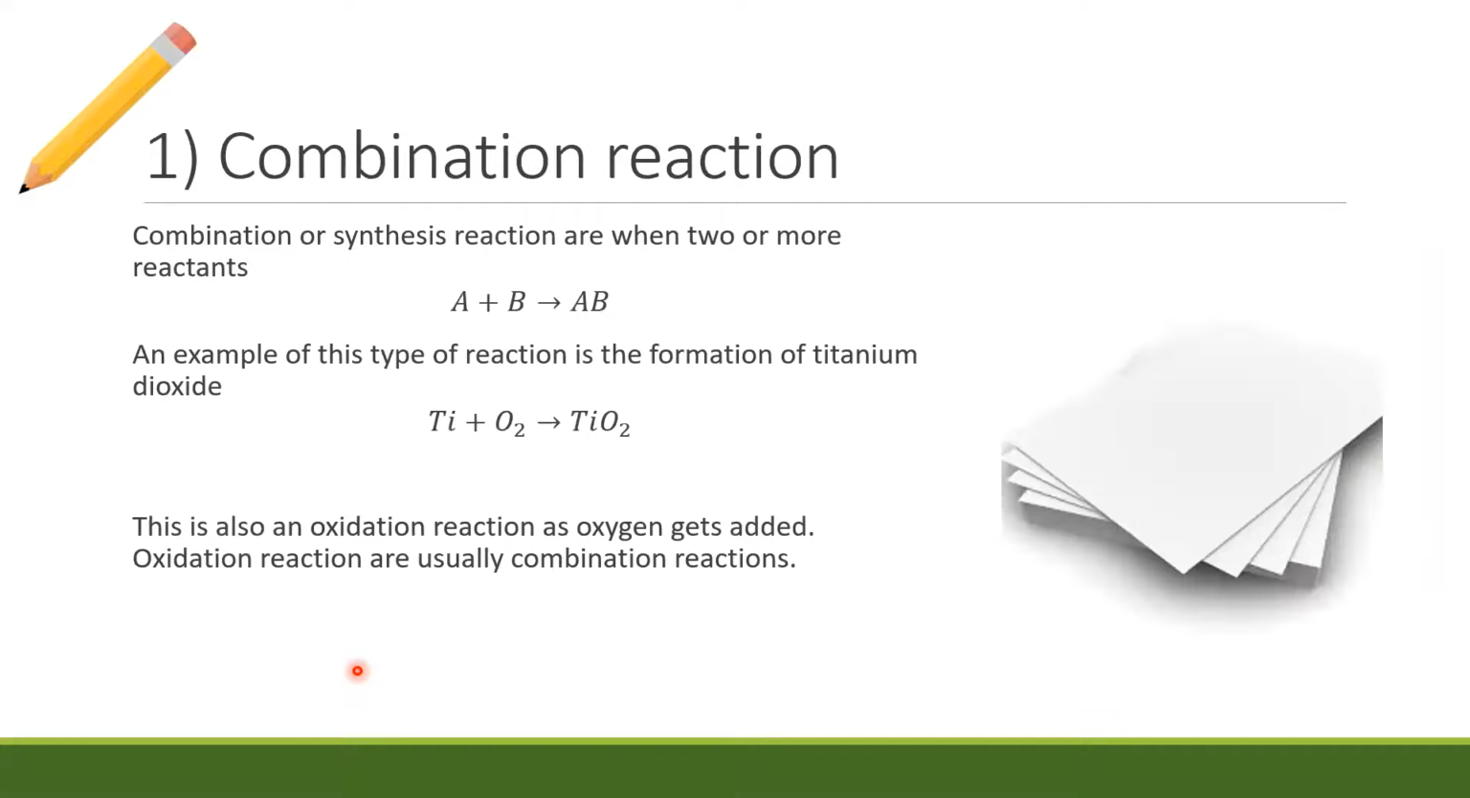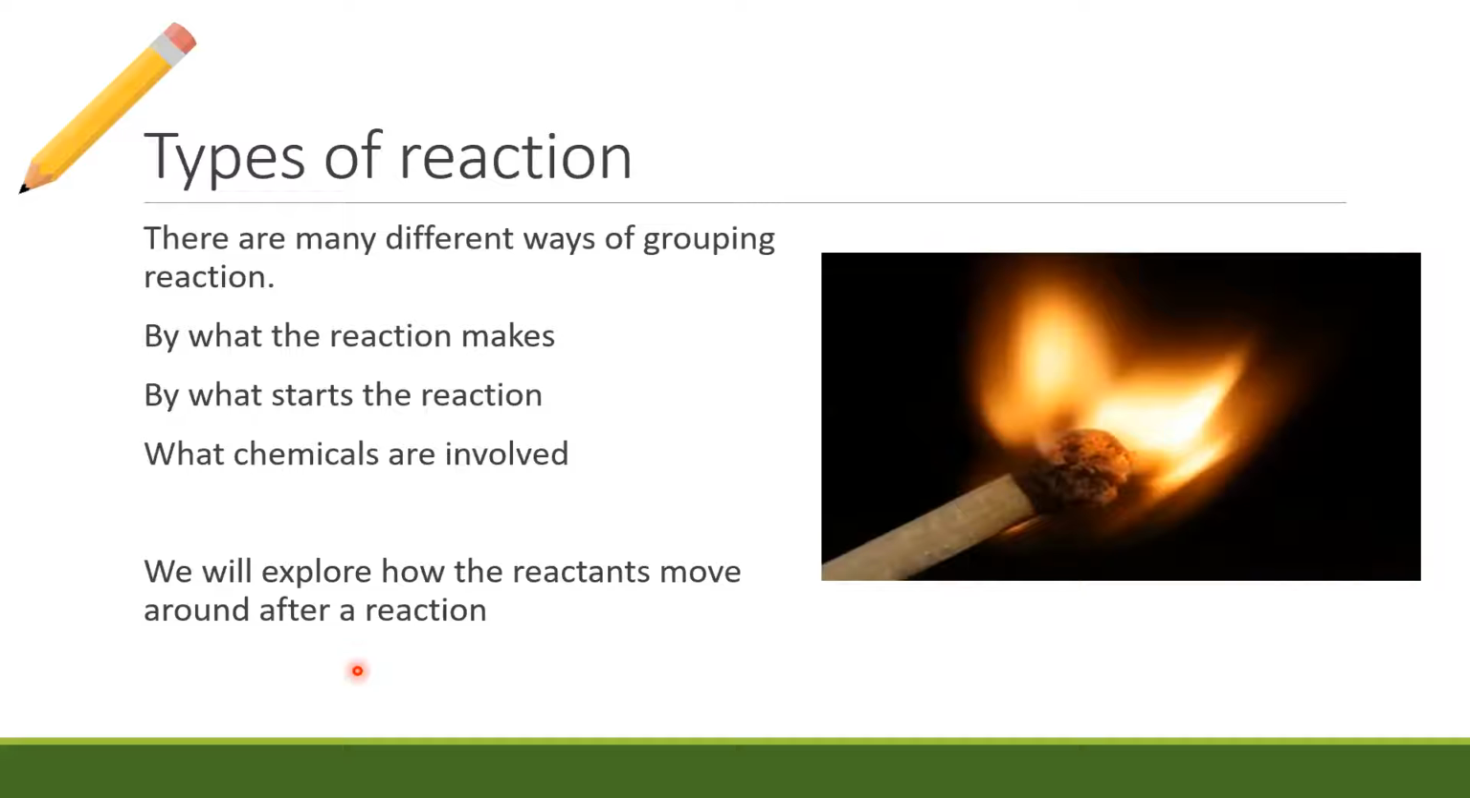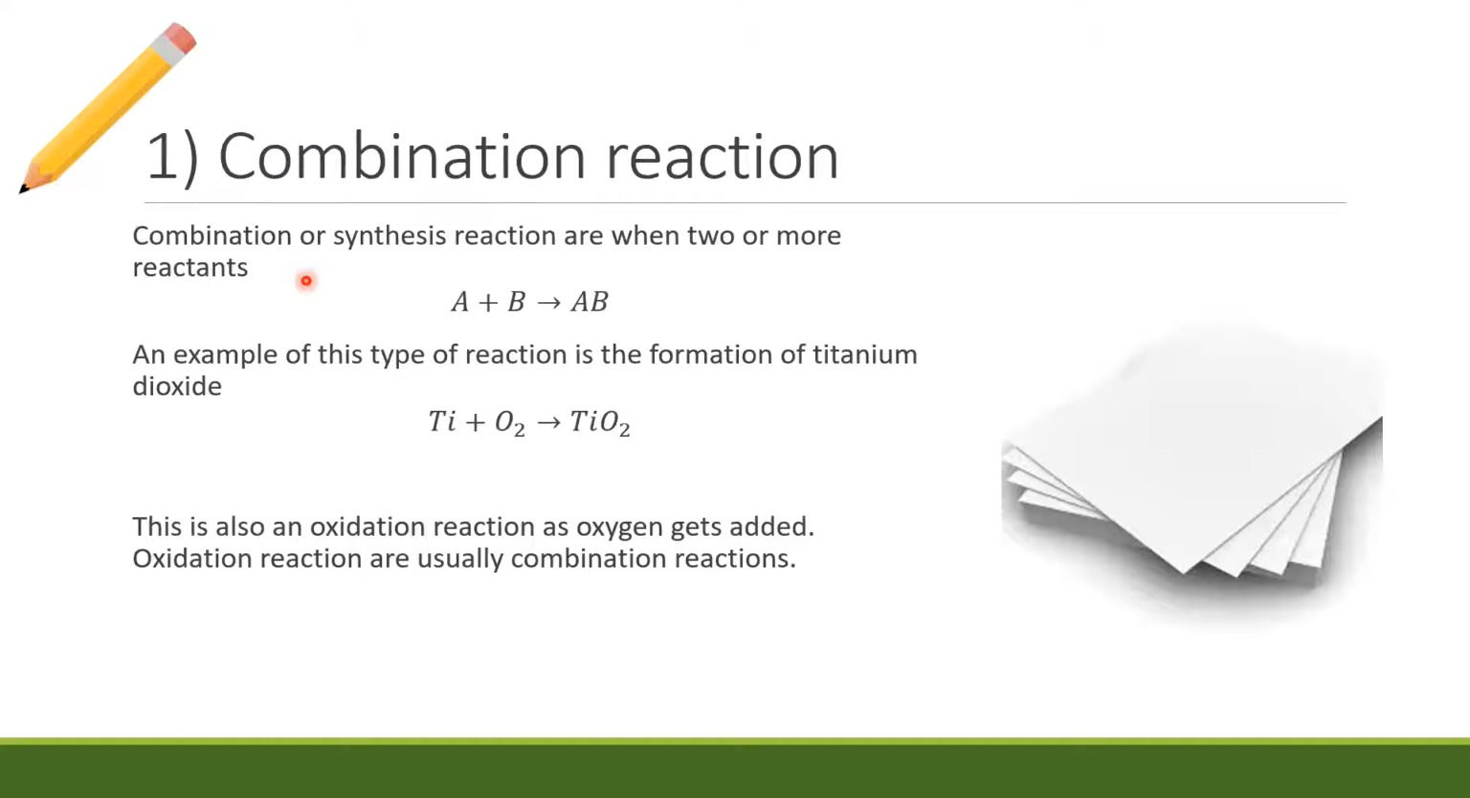So we're going to talk about 4 types of reaction. Now, these types of reaction, as I said, the first one is called a combination reaction. Now, in a combination reaction, or sometimes known as a synthesis reaction, these are when 2 or more reactants combine. I'm missing a word here. I'm missing the word combine.